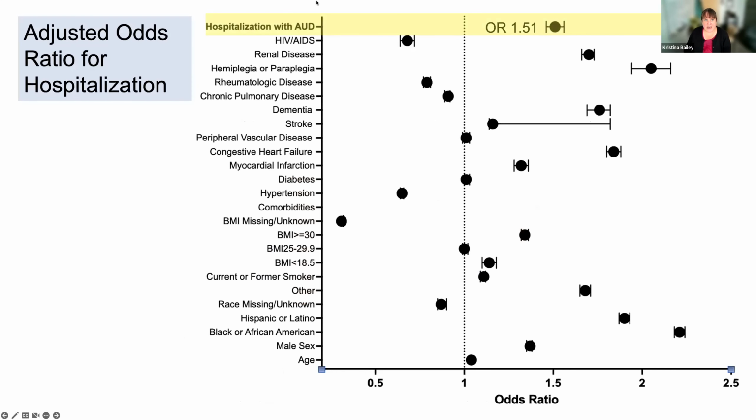We went on to then adjust our odds ratio in the hospitalized individuals. And so here's our forest plot for hospitalization with AUD. We adjusted for all of these variables: age, sex, race, smoking, BMI, and then all of these listed comorbidities. And you can see how each of those comorbidities or components changed the odds ratio. Even when we corrected for all of these, the odds ratio for hospitalization with alcohol use disorder remained very significant, with an odds ratio of 1.51.